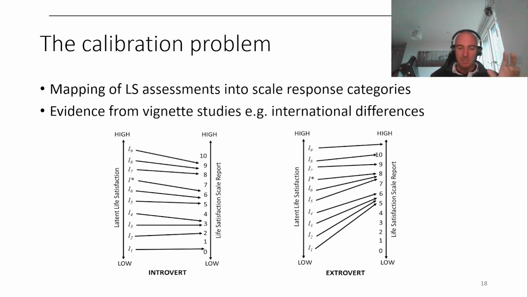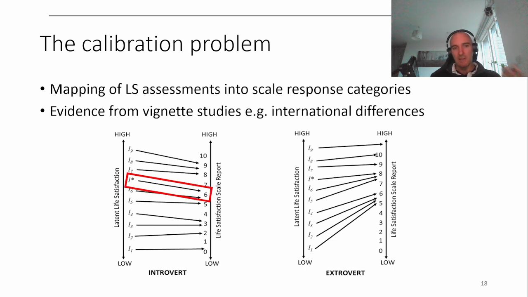The basic problem is that there are two different things going on in life satisfaction reporting. On the one hand, you have to make an assessment of how your life is going. Then you have to map it into the scale. So imagine two people who have exactly the same life. They make exactly the same assessment of that life, but they have different reporting functions. So what that means is that they map it into a different category on the scale.